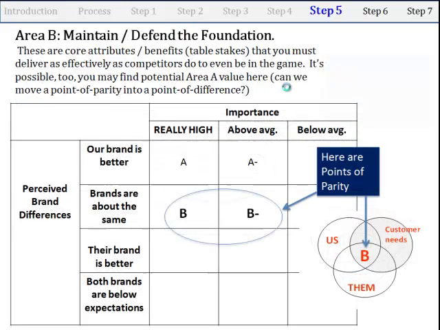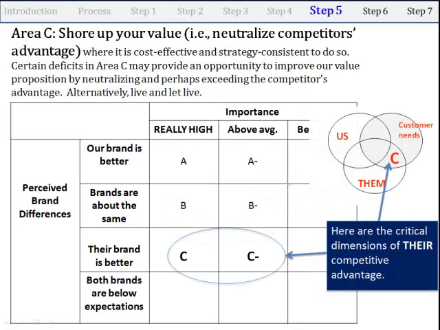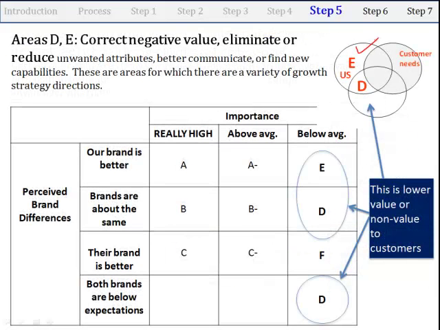Area B, defending the foundation and potentially maybe finding value there that could be turned into an area A. Area C, we may want to neutralize. We may or may not, but certainly we need to be aware of where we are deficient in the customer's eyes and the competitor has an advantage. Value outside the customer's circle. Areas E and D may provide growth opportunity if we can reduce or eliminate non-value, or potentially maybe it's not only non-value because people don't know about it, so maybe better communicate. So important growth implications there.